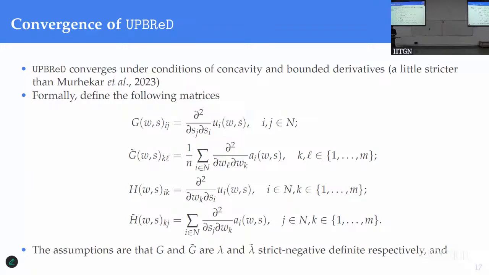We cannot even cast it as a strict concavity. If it was a Hessian matrix, then you could have said that it's a concave function, that this utility is lambda strictly concave, but here we can't say that. And we also need these matrices to have a bounded norm, a bounded operator norm in this case.